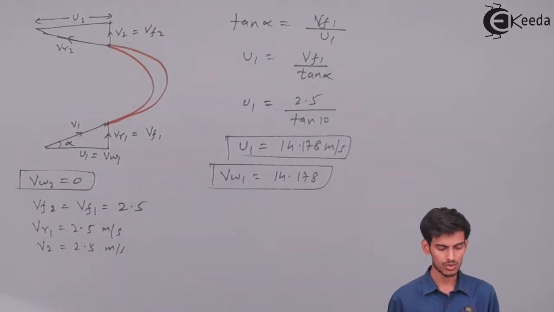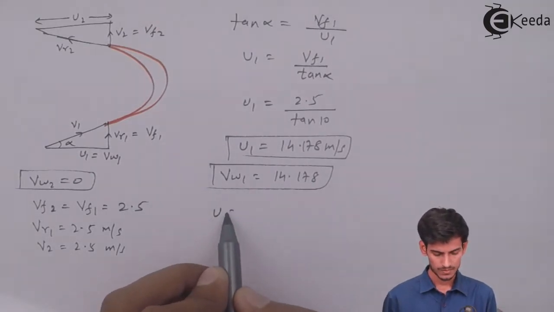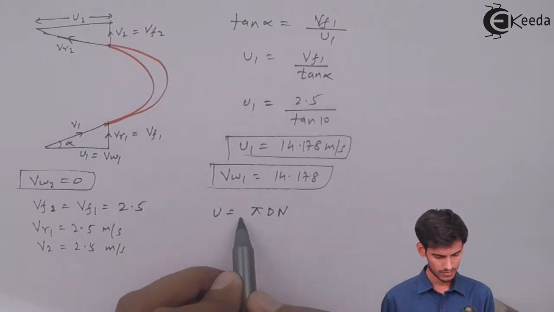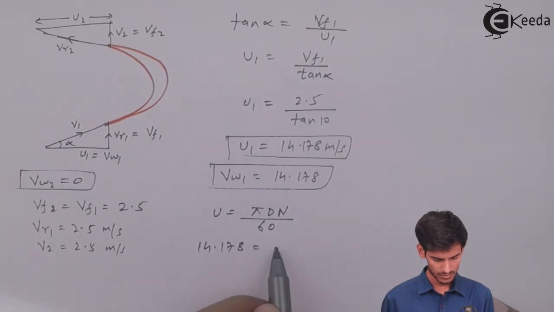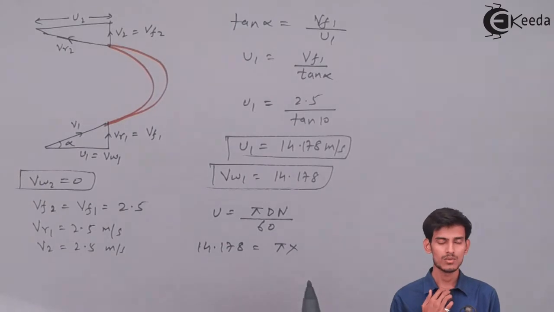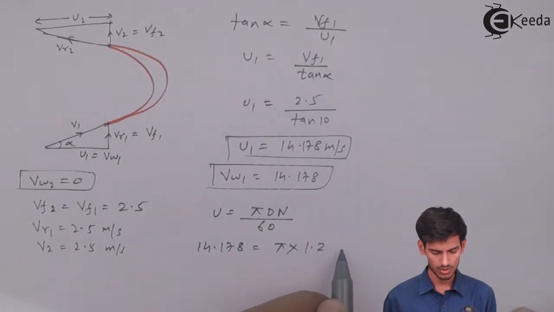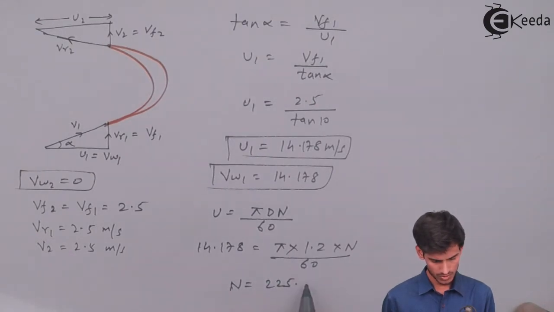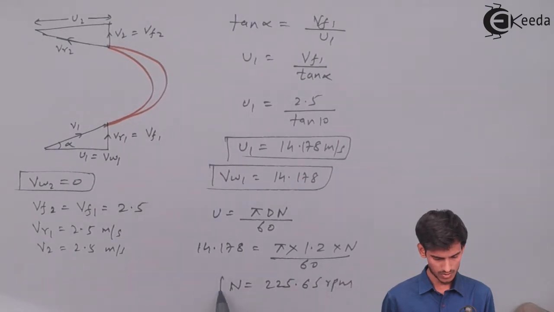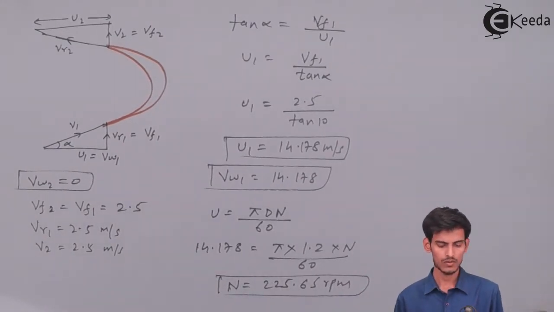Now since you've got U and the diameter is given, you can get the RPM. The diameter is 1.2 meter, it is given in the question. 1.2 into RPM is unknown. On solving, you get the value of RPM as 225.65.